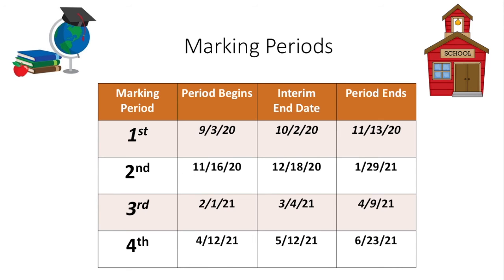Our marking periods flow as such. We are currently in the first marking period, rapidly approaching the interim date, which is 10/2. And then the marking period will end on November the 13th. And then we're followed by the second, third, and fourth marking periods, taking us all the way through June.